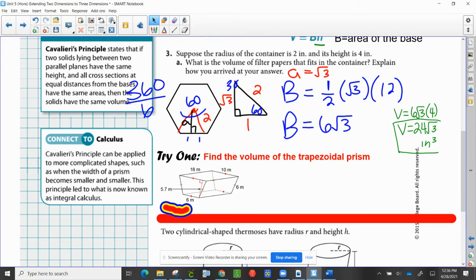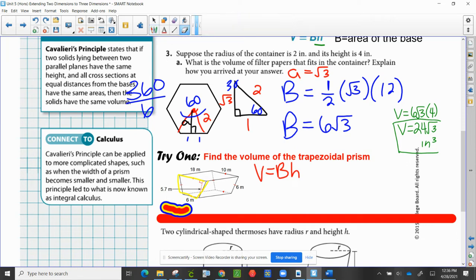Okay, so I want you guys to find the volume of this trapezoidal base. So again, the volume is the area of the base times the height. So if it's a trapezoidal prism, you know your base is a trapezoid. So if you remember, how do we find the area of a trapezoid? You gotta remember your formula. Find the area of your base, times it by the height. So go ahead and try this one right now.